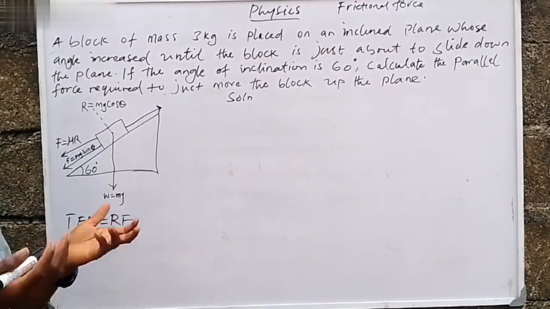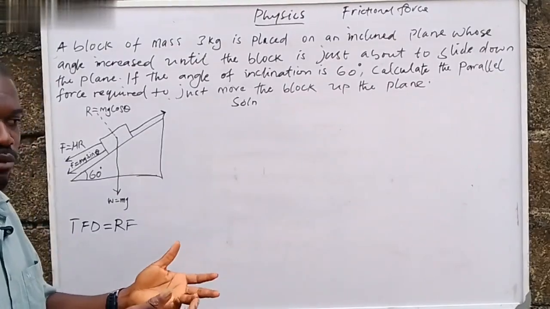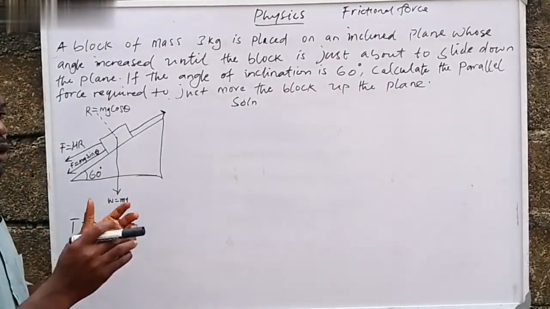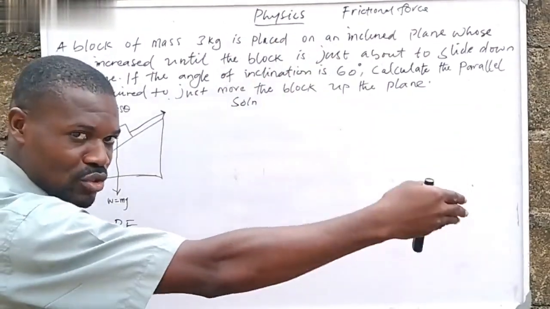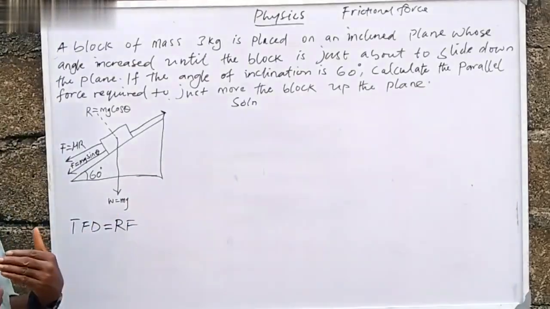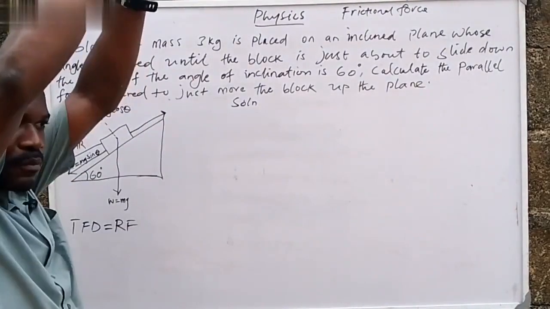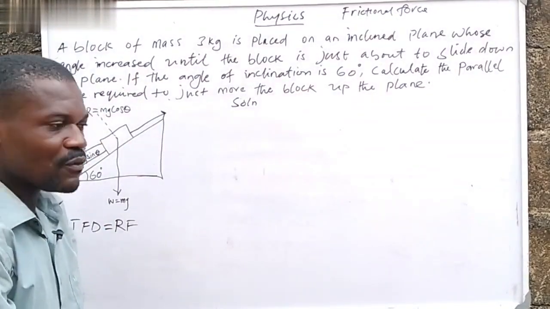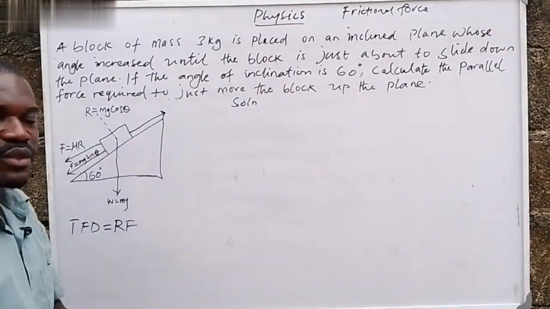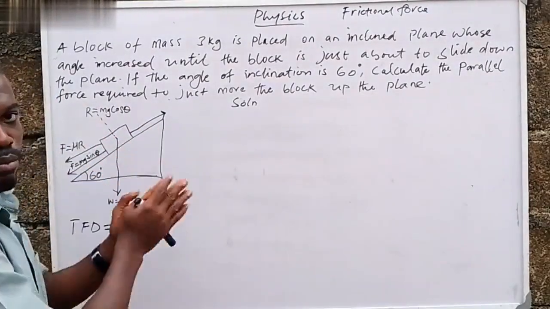Remember, motion means making a movement. That is the meaning of motion. So if motion is going forward, frictional force that tends to oppose motion will be going backward. If motion is going upward, frictional force will be going downward. Frictional force is always in the opposite direction to motion.